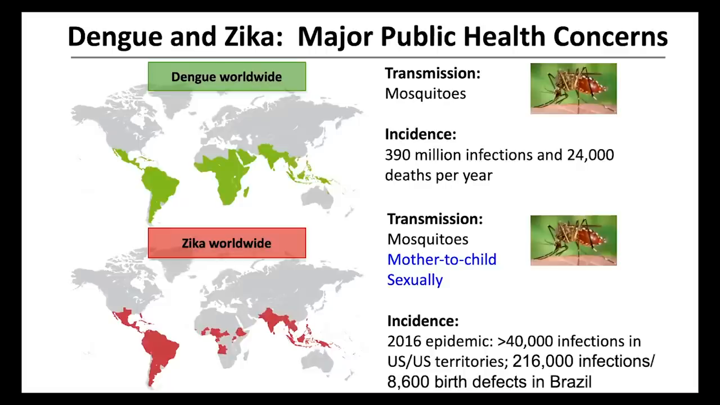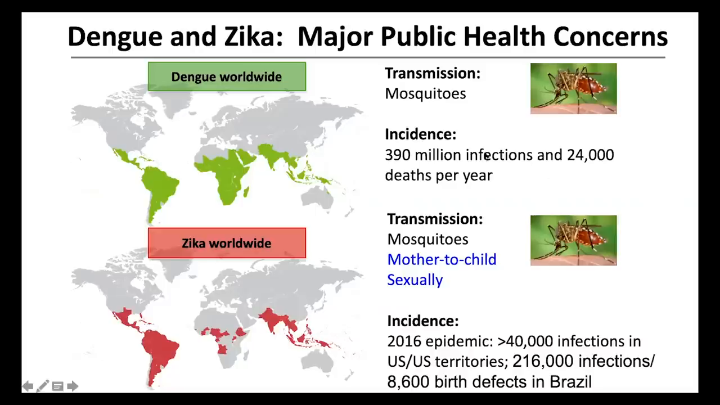Shown here is the geographic distribution of these viruses worldwide. In the green is dengue, and in the red at the bottom here is Zika. You can readily see that many of the same countries have both dengue and Zika. And as I told you before, both of these viruses are transmitted by mosquitoes, but unlike dengue, which can be transmitted only by mosquitoes, Zika can be transmitted vertically from mother to child and also sexually.